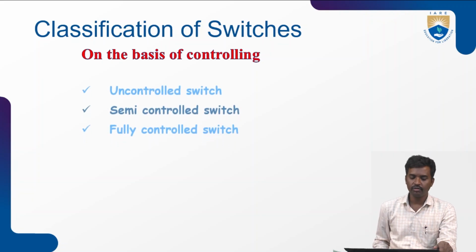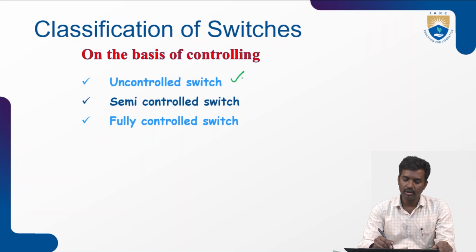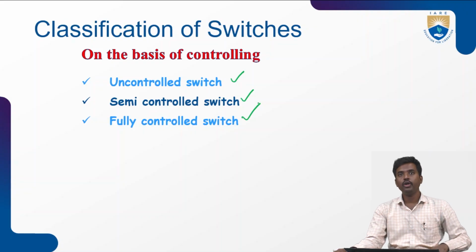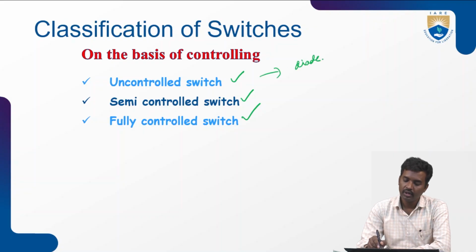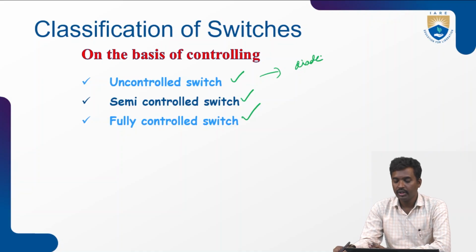There are three types of controlling: uncontrolled switch, semi-controlled switch, and fully controlled switch. What do you mean by uncontrolled switch? In an uncontrolled switch, the controlling is based on the supply only. Turn on and turn off is not in our hand. If you take an example, the diode is the best example.